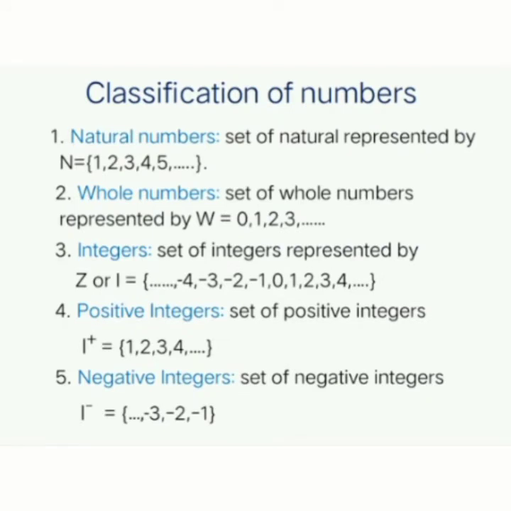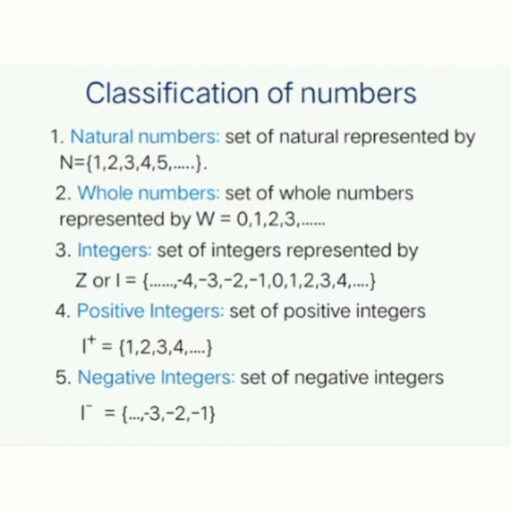Coming to the natural numbers, the numbers 1, 2, 3, 4, 5 and so on, which we use in counting, are known as the natural numbers. The set of all the natural numbers can be represented by N. Whole numbers: if we include 0 among all the natural numbers, then the numbers 0, 1, 2, 3 and so on are known as whole numbers.